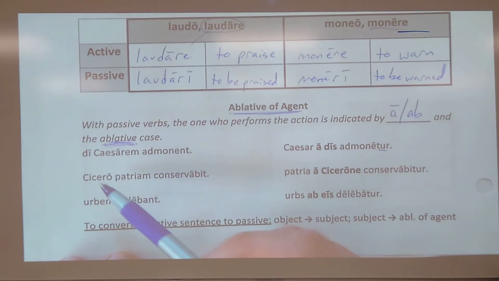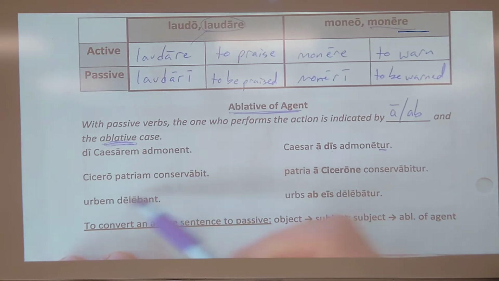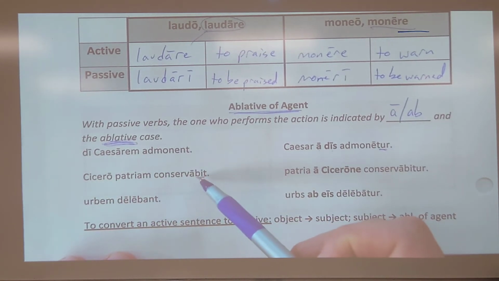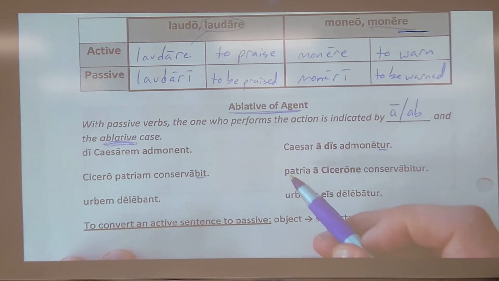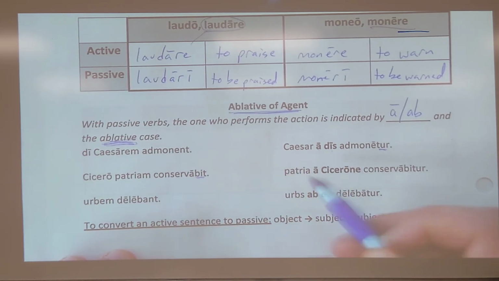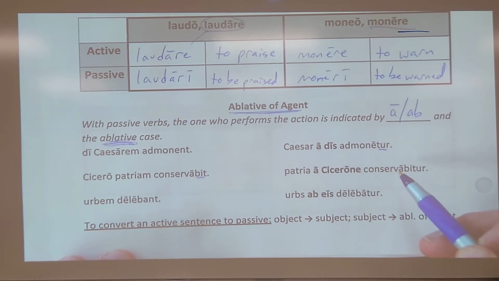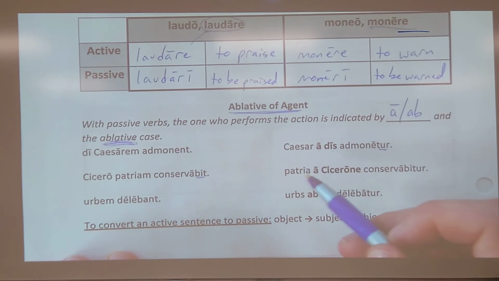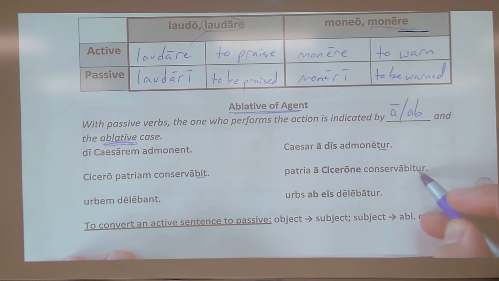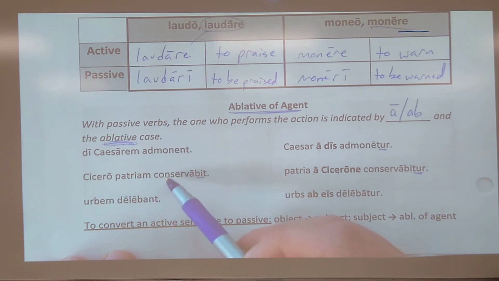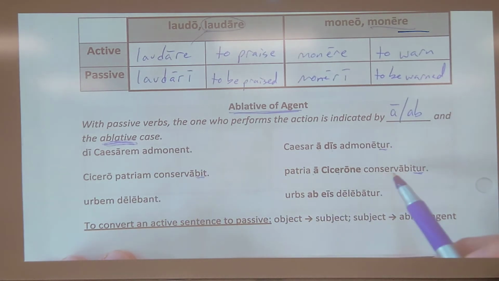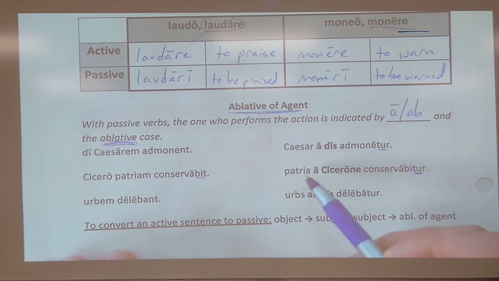Another example, Cicero patriam conservavit. Cicero will save the fatherland. If you make it passive, now patria is your subject in this sentence. Patria a Cicerone conservabitur. The fatherland will be saved by Cicero. So Cicero will save the fatherland becomes the fatherland will be saved, conservabitur, by Cicero.